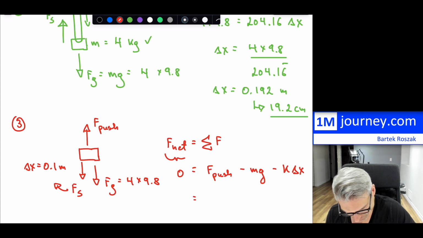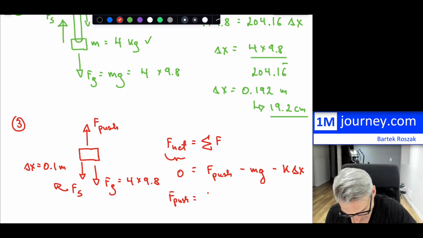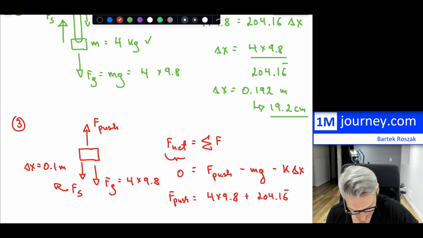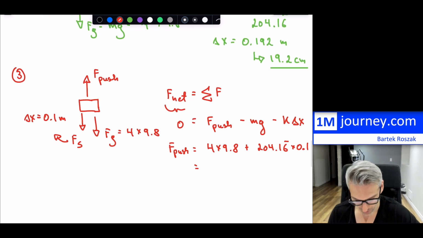So there you go. If you take this out, we can certainly substitute all of the values back in and solve for F push. F push is going to be equal to, if you switch the sides over so the signs will change, 4 times 9.8 plus the constant, which was 204.16, etc., times 0.1. And now when we add these two, we're going to get exactly what that force would be.